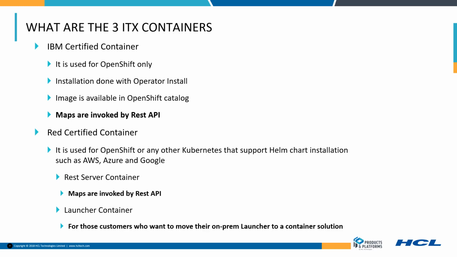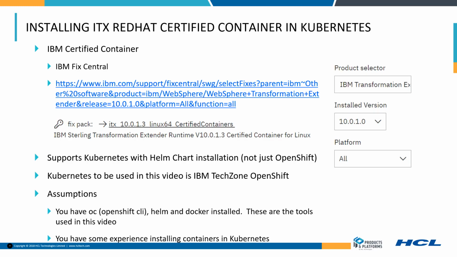The first one is used for REST client to invoke ITX map. The second one is a replica of the launcher in container format. It allows you to reuse all your existing launcher assets, such as maps and MSD files. In this presentation, we're going to talk about only the Red Hat certified container that supports the launcher. The REST API server is covered by another video.